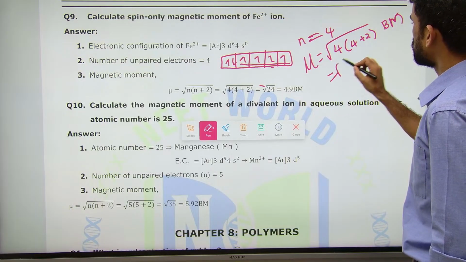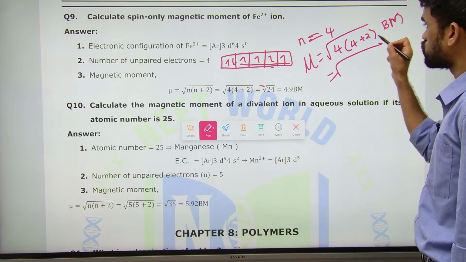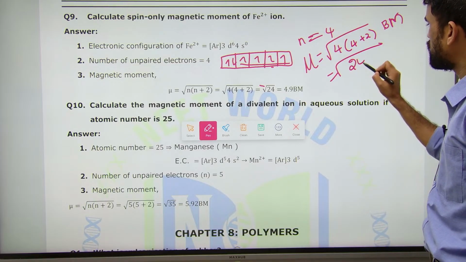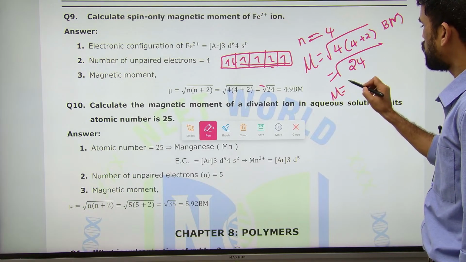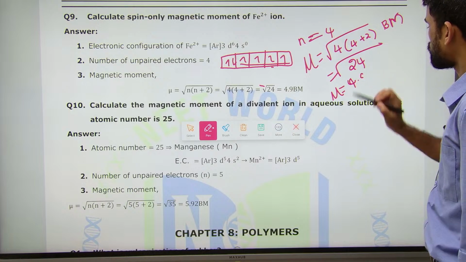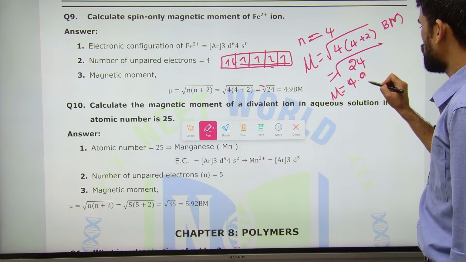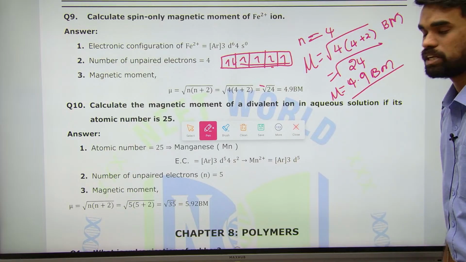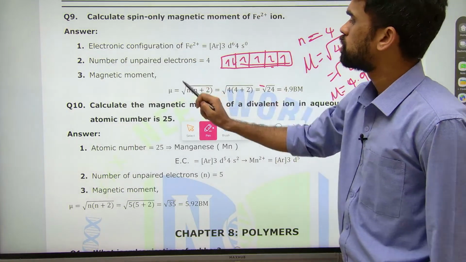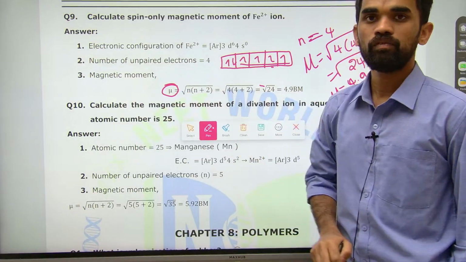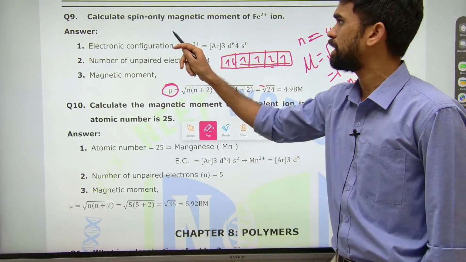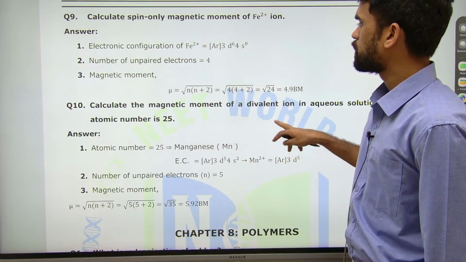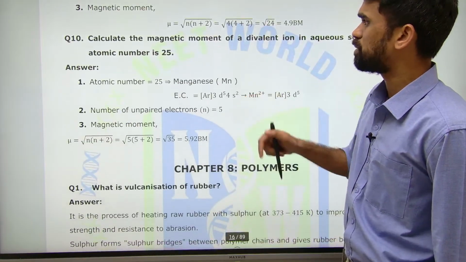Then root over 4 into 4 plus 2, 6 fours are 24. So it will be around 4.9 Bohr magnetons. This is how you need to calculate. This spin only magnetic moment formula is used to calculate the magnetic moment value for metal ions. The next question is also in a similar manner.